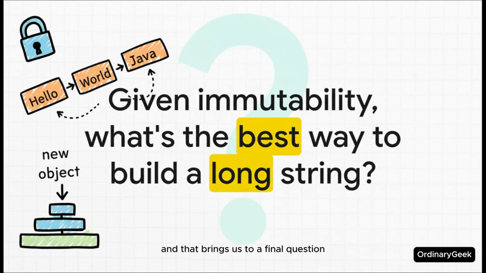And that brings us to a final question, a little food for thought. If every little change creates a whole new string object, what happens when you need to build a really, really long string out of lots of small pieces? You'd be creating tons of temporary objects just to throw them away. I mean, it'll work, but is it efficient? Thinking about the answer to that question, that's really the next step to mastering strings in Java.